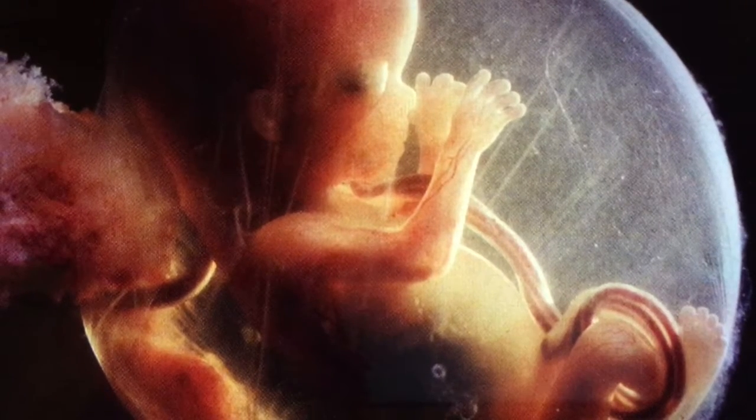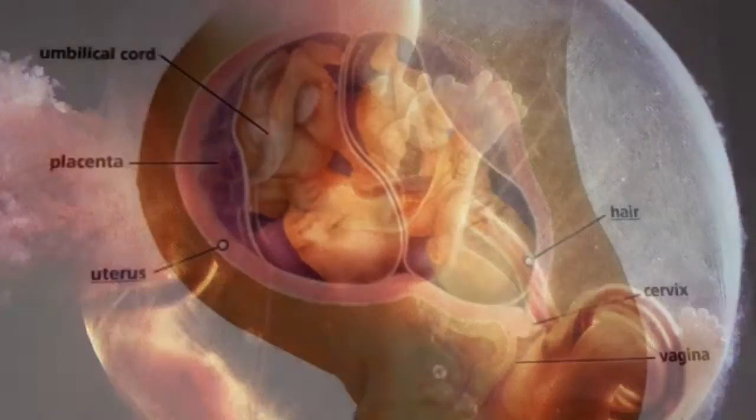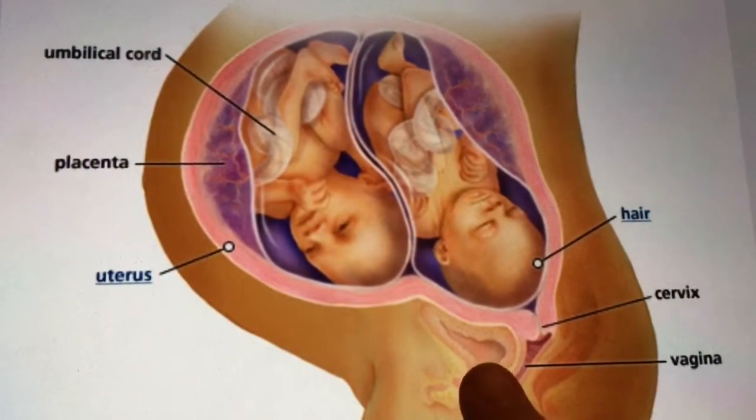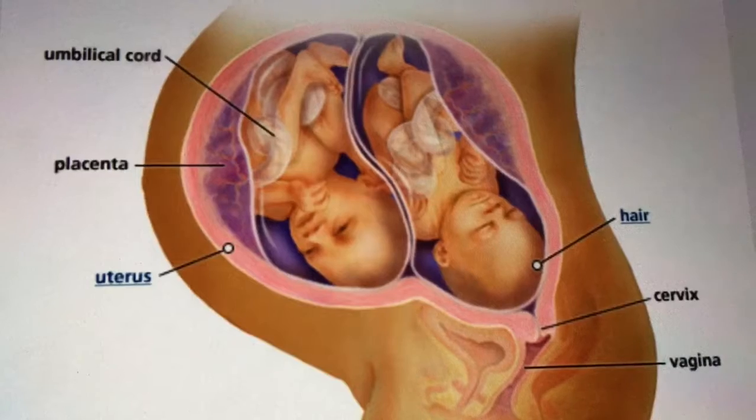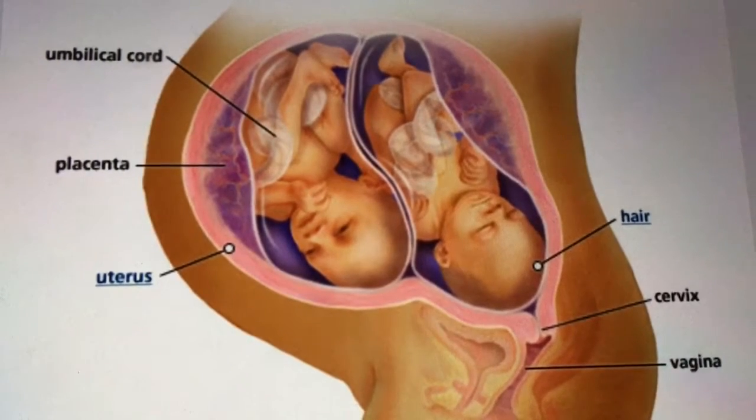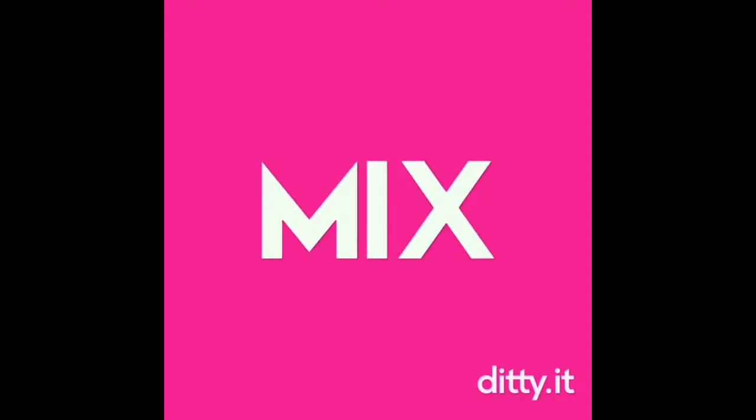Now, the obvious question that a lot of students ask is, what about twins? Well, twins are formed when 2 eggs are released and fertilized.